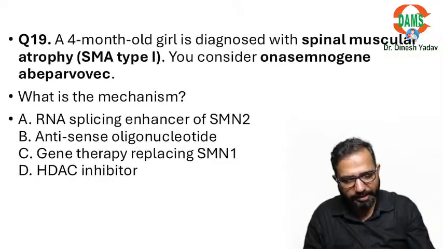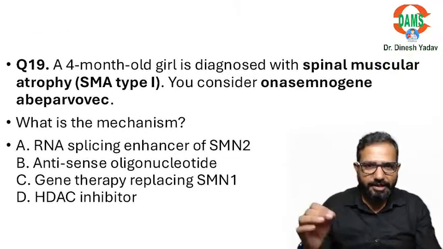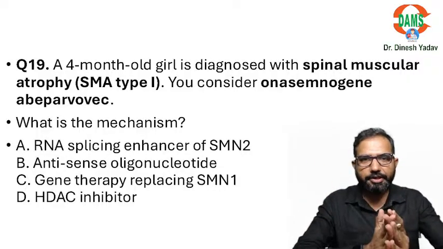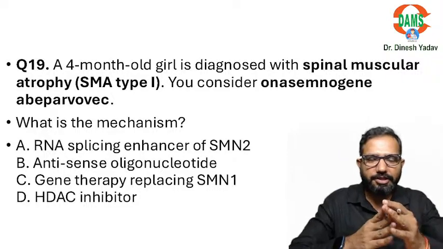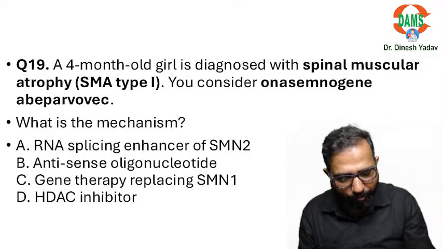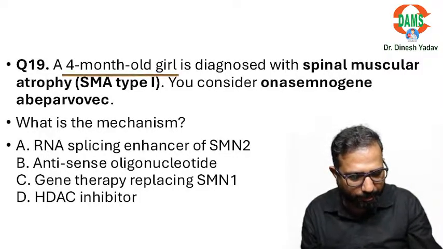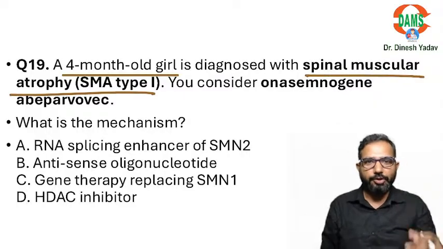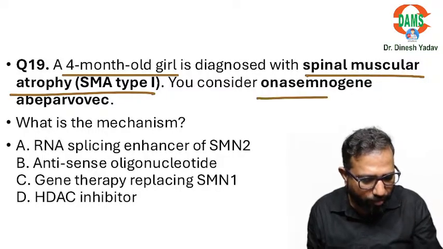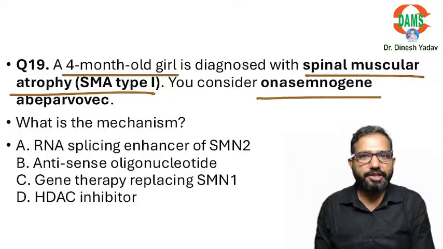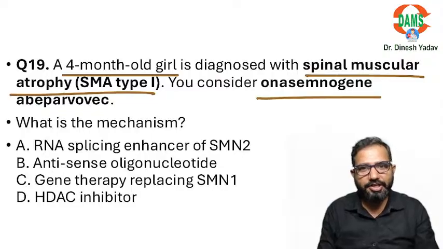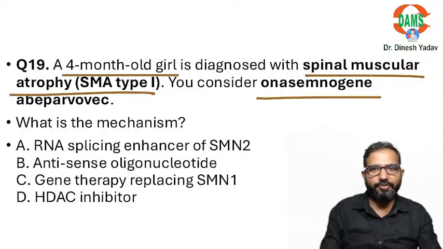So let's see the second last question from the recent topics, because in media nowadays this topic is very hot. I always advise that whatever things are happening in the world, always focus on those topics. Don't ignore them. A 4-month-old girl is diagnosed with spinal muscular atrophy, SMA type 1. You know the orphan drug for SMA, onasemnogene injection. You know this injection is a 16 crore injection. So what is the purpose of this gene?